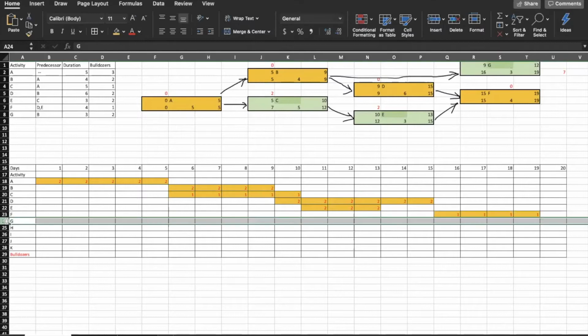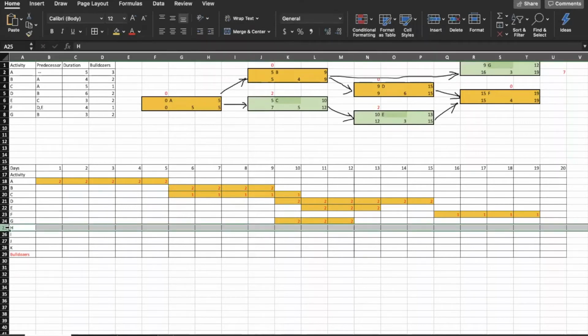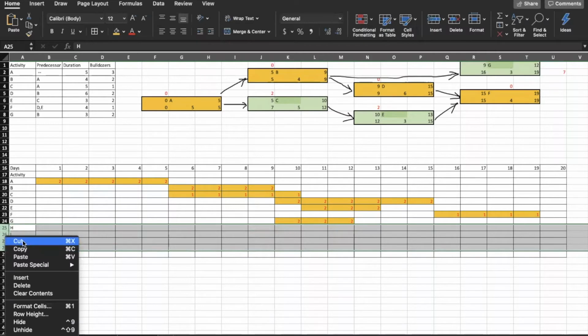And our final task is G, that starts right after B, which means day 10. It takes 3 days and 2 bulldozers. So I don't need any of those activities after G. I'm just gonna remove them from our chart.